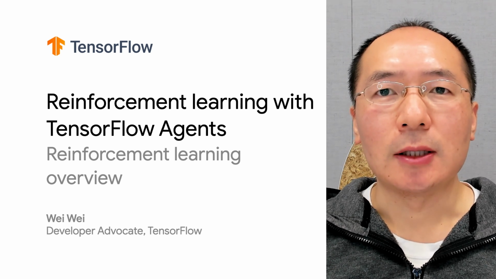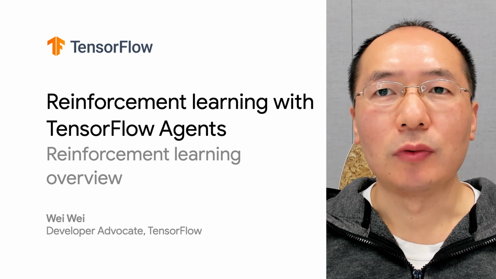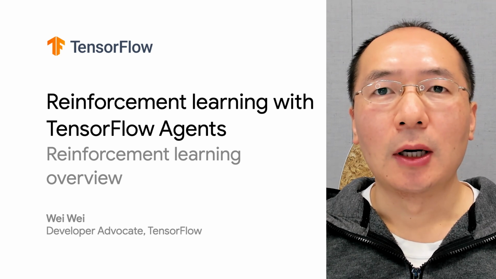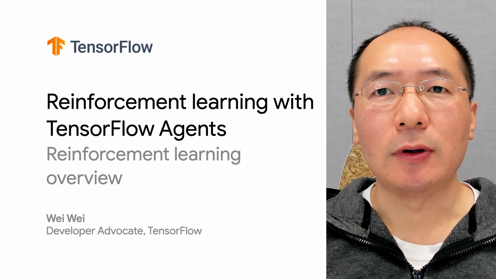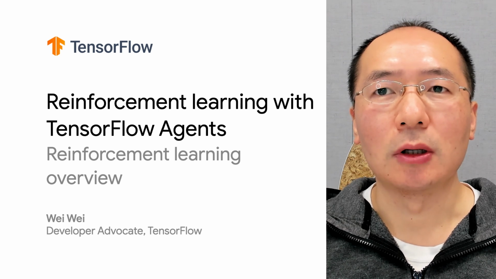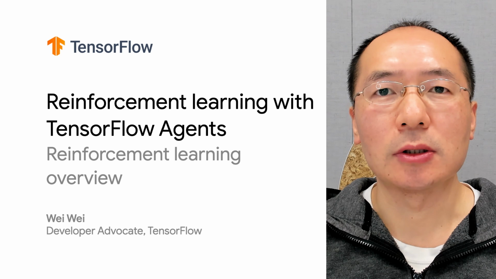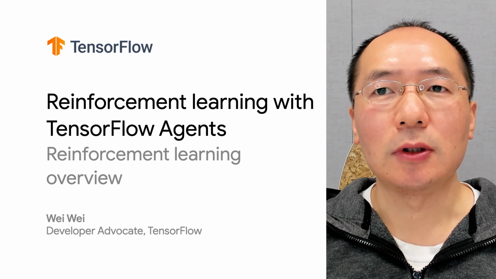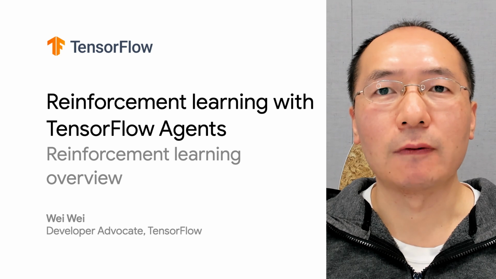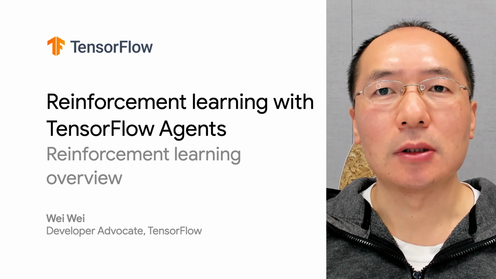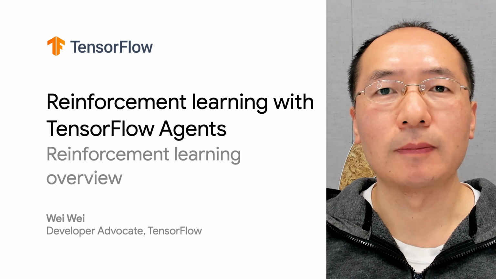One of the most exciting breakthroughs in machine learning in recent years is AlphaGo. AlphaGo and its successors heavily use reinforcement learning to train Go, chess, and shogi agents to achieve superhuman-level gameplays. So in this video series, we'll be exploring the exciting field of reinforcement learning and show how you can leverage TensorFlow Agents, a powerful TensorFlow library, to build your own reinforcement learning agents.